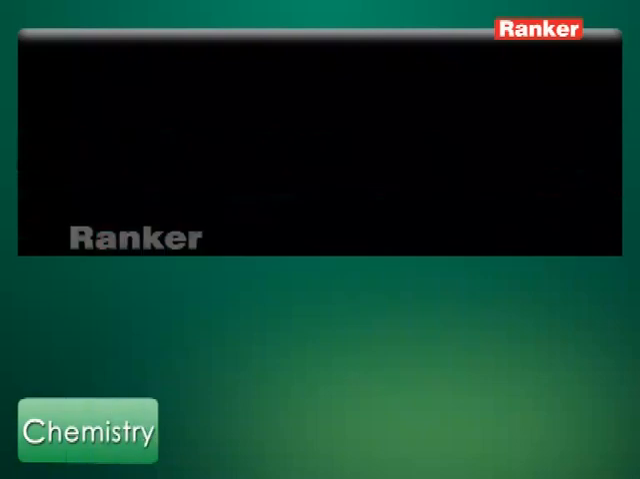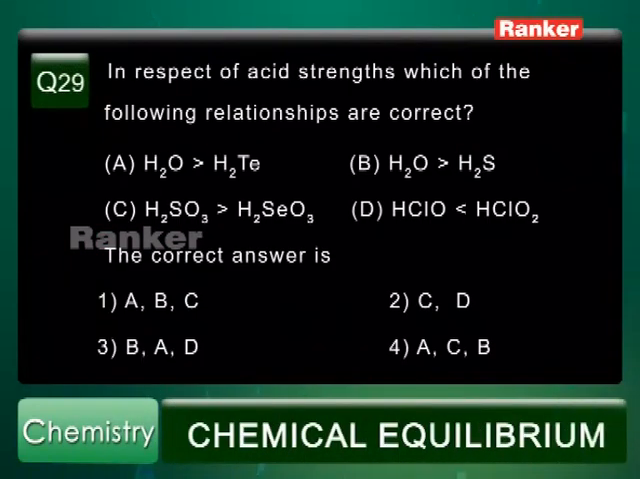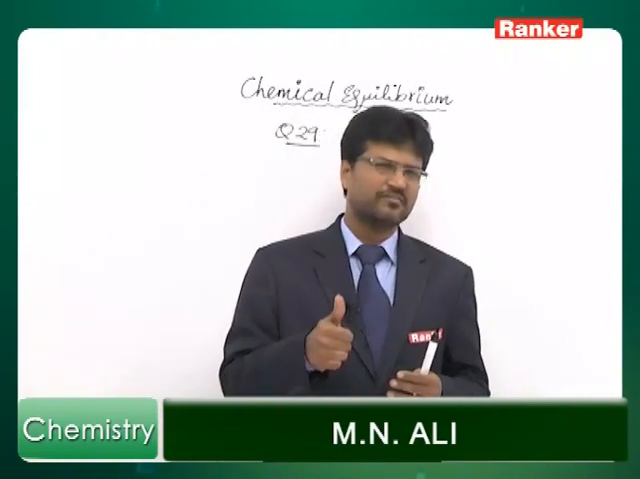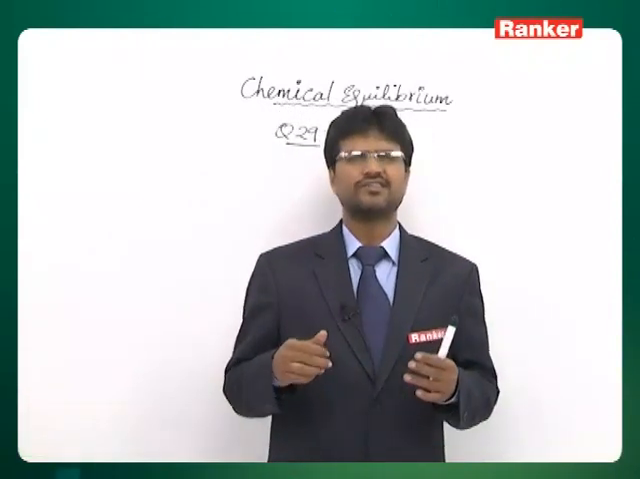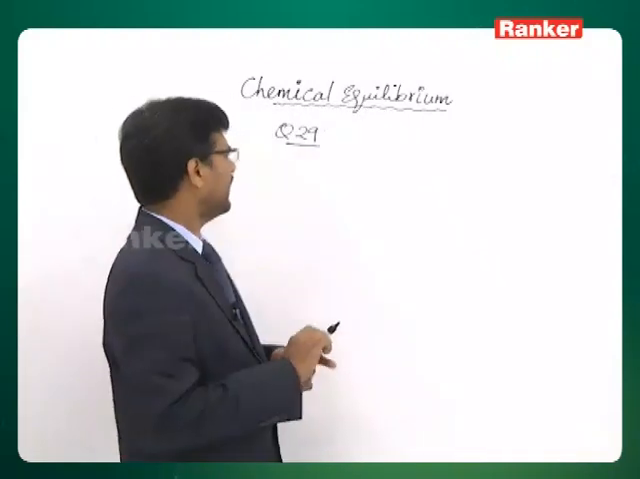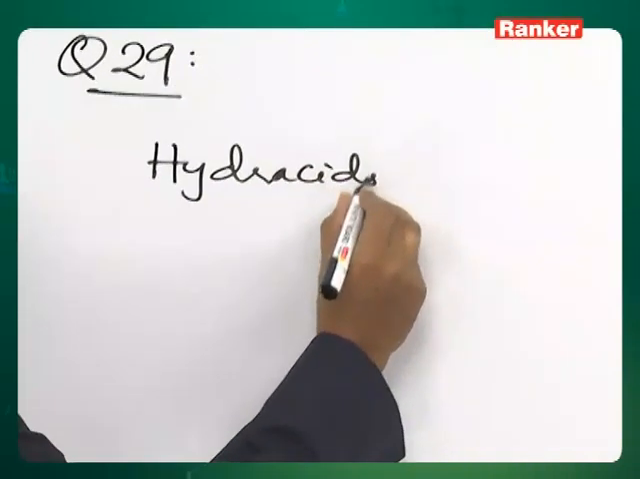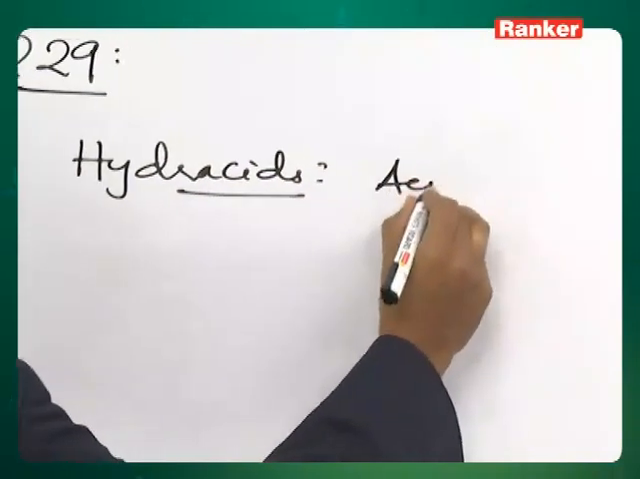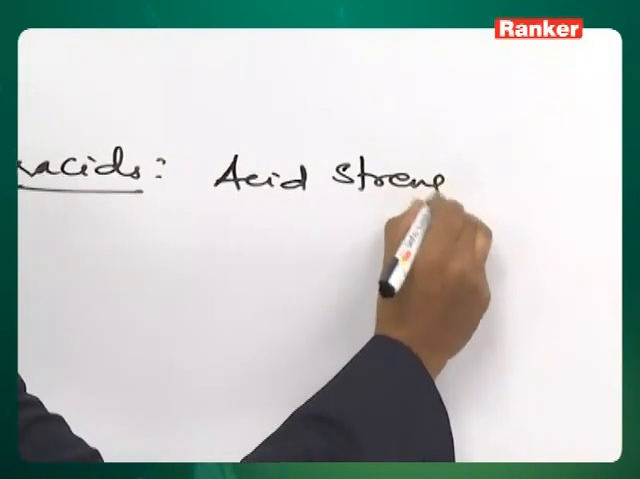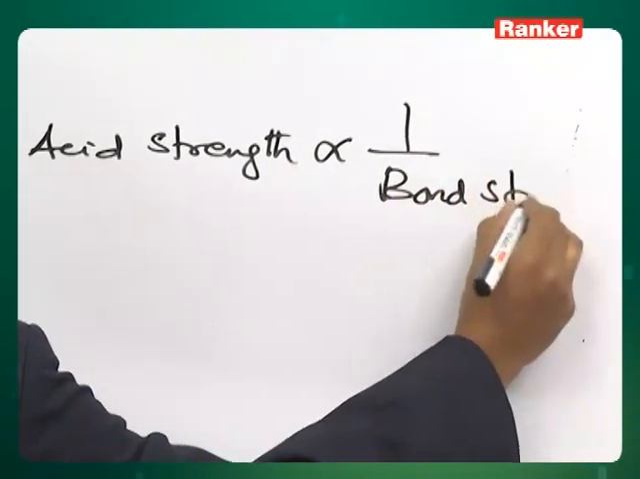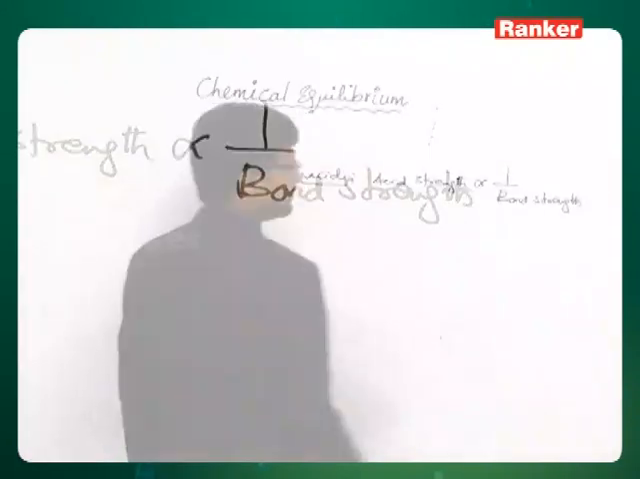Question number 29. In respect of acidic strengths, which of the following relationships are correct? Before I read the options, I would like to tell you that there are two types of acids, hydroacid and oxyacid. In case of hydroacids, as the bond strength increases, acidic strength decreases. So in hydroacids, acidic strength is inversely proportional to bond strength. Greater the bond strength, lesser the acidic strength.